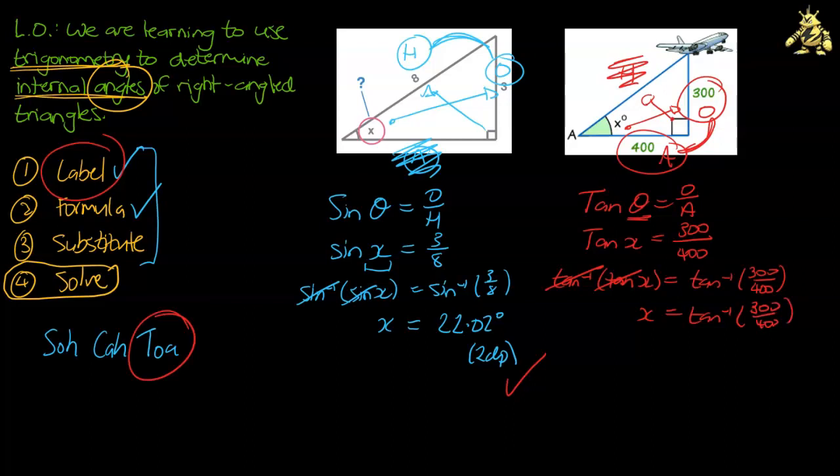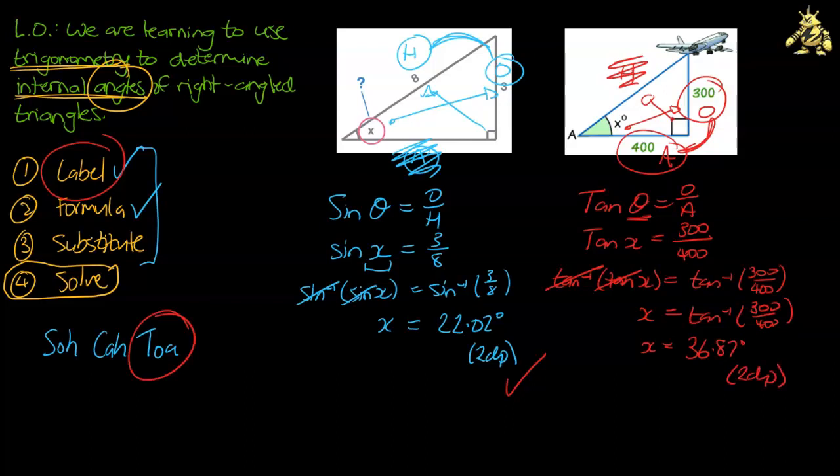We're now going to plug that into our calculator, so make sure you've got your calculator out with me. So tan -1 of 300 over 400. When we put that into a calculator, hopefully you're getting the same as me, but I'm getting 36.87 degrees, and that there was affected by my 2dp rounding.